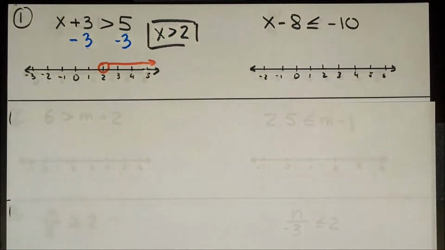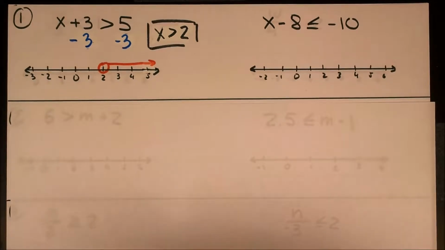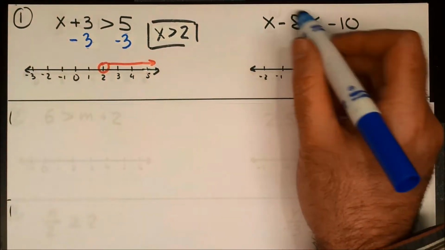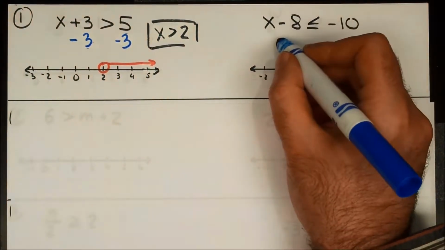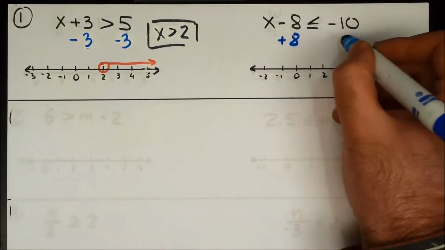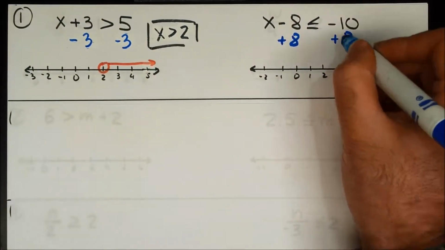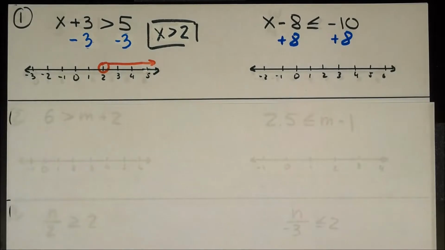That's as simple as the first part of number 1 is. Let's look at the second part. In the second part, I have to get rid of this minus 8 by doing a plus 8. I'm adding. Doesn't matter what I'm adding. Nothing flips because adding is not one of those exceptions.